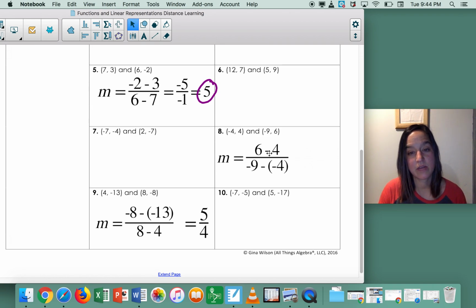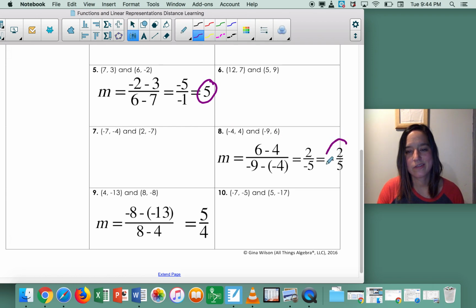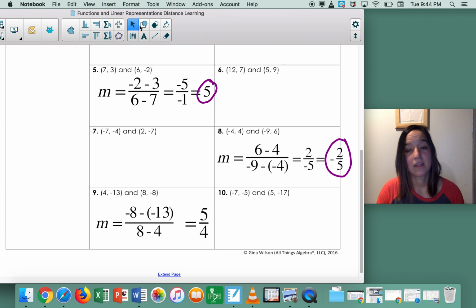To plug in this one, I plugged it in, and what you'll see here is I end up with a negative on bottom, and that was what I wanted you guys to see. That's okay. The only thing is when I write it down as my answer, I write it so that the negative is out front. Are you wrong if you leave it on bottom? Absolutely not. It's totally fine. You will not be marked off ever, but it just seems more proper to put it out front.